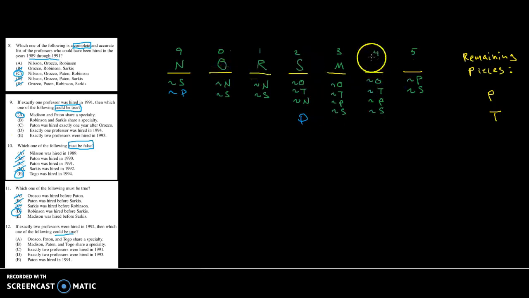Well, let's see. That would mean we'd have to put T either here on 4 or on 5. I can't put T on 4, right? But I could put it on 5, and that would mean we were at least 2 spaces away between O, P, and T. So there's our answer. That is correct. That could be true. We're done.